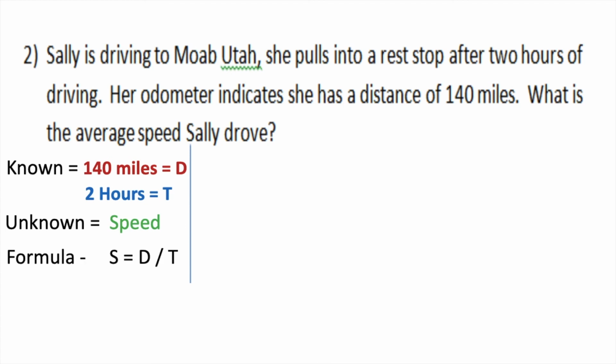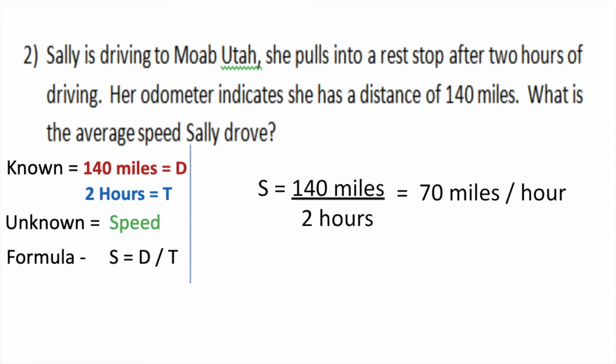Lastly, I'm going to list my formula. The formula that I use is speed is equivalent to distance divided by time. So her speed would be, if I plug in my values, 140 miles divided by 2 hours. When I do 140 divided by 2, I get 70, and my unit for speed is miles per hour. And then to finish solving this problem, I circle my final answer.